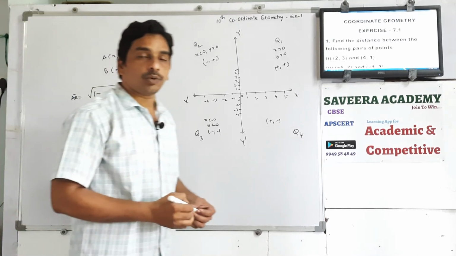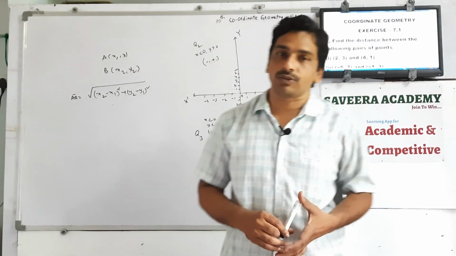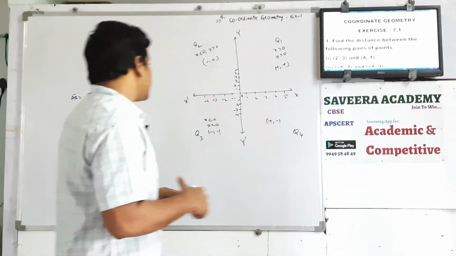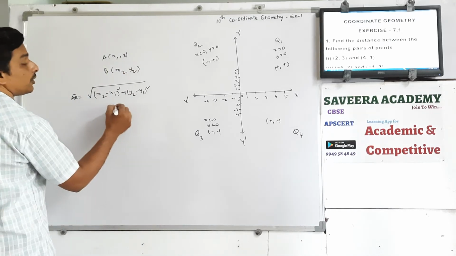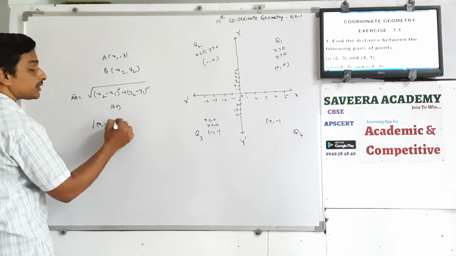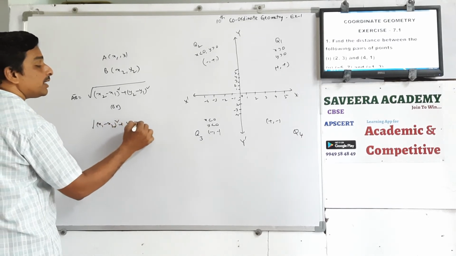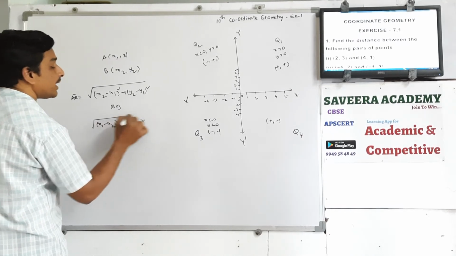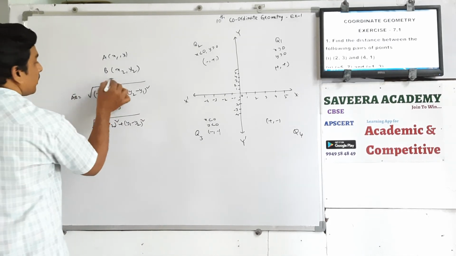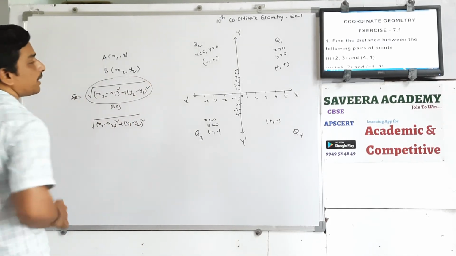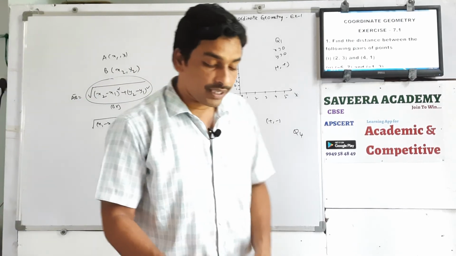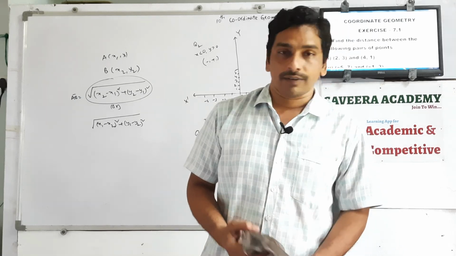The distance between 2 points is the square root of (x2 minus x1) whole square plus (y2 minus y1) whole square. Or we can also write it as the square root of (x1 minus x2) whole square plus (y1 minus y2) whole square. Remember this formula, we always use it in this type. Depending on this, we discuss exercise 1. Okay, thank you.